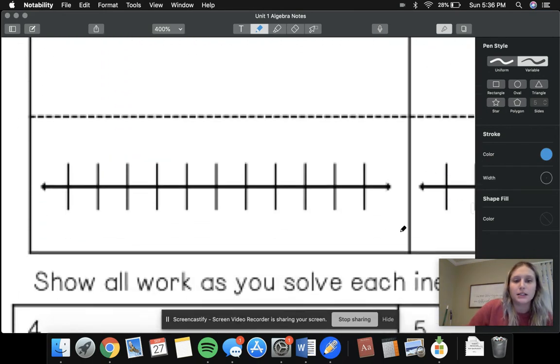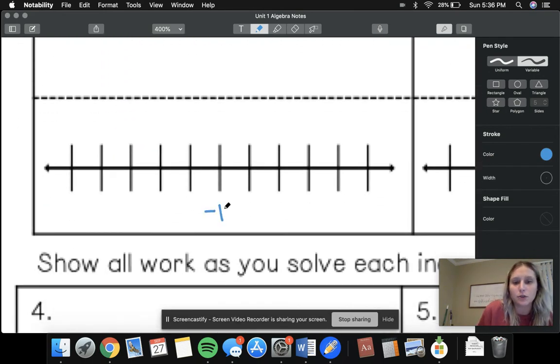All right, for the number line, here is negative 12. It cannot be negative 12, but it is anything bigger than that.